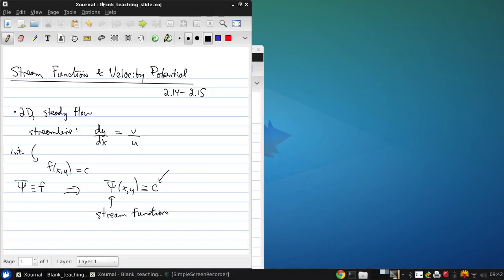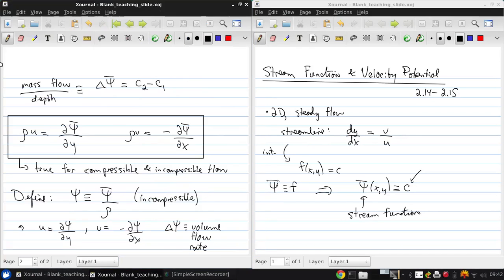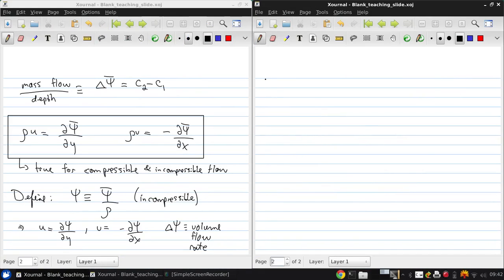Now, the next idea is the velocity potential, which is closely related to the concept of stream function. If we have irrotational flow, and as we talked about in the first lecture, irrotational flow means there's zero vorticity everywhere, so the vorticity, del cross V, is zero.